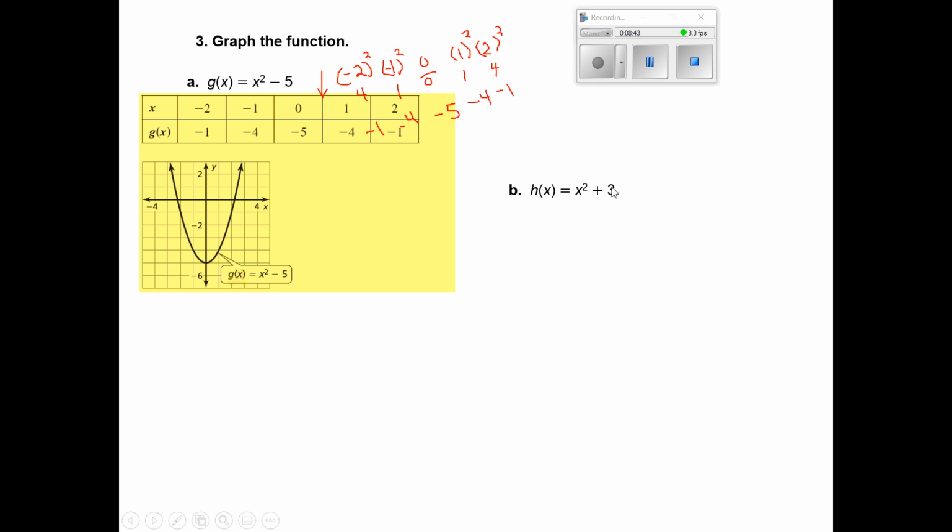This time we're adding 3, which means instead of going down, we're actually going to go up 3 units. And we're going to have the same parabola, since we start with these same y values, right? But this time we're going to be adding 3. So instead of 4, 4 plus 3 is 7. Instead of 1, 1 plus 3 is 4. Instead of 0, 0 plus 3 is 3. And instead of 1, 1 plus 3 is 4, and then we get 7 again. So our new y values are going to be these numbers here.